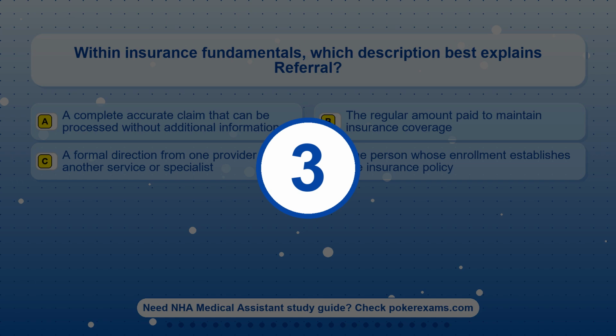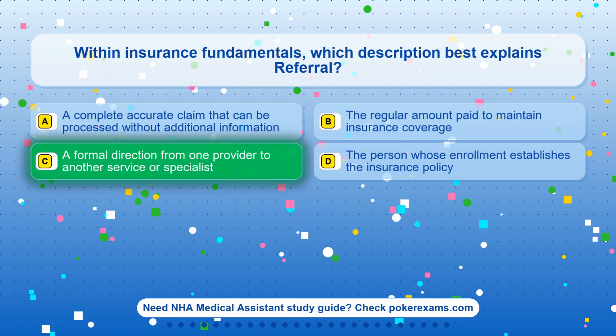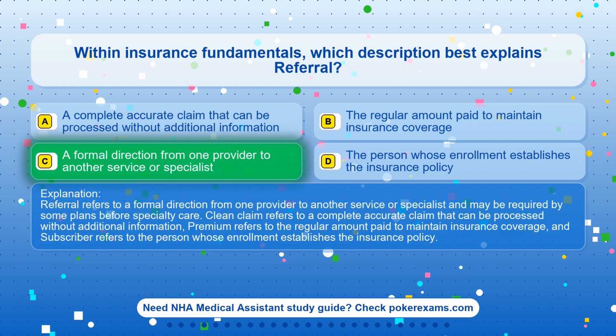The correct answer is option C. A formal direction from one provider to another service or specialist. Referral refers to a formal direction from one provider to another service or specialist and may be required by some plans before specialty care. Clean claim refers to a complete, accurate claim that can be processed without additional information. Premium refers to the regular amount paid to maintain insurance coverage, and subscriber refers to the person whose enrollment establishes the insurance policy.